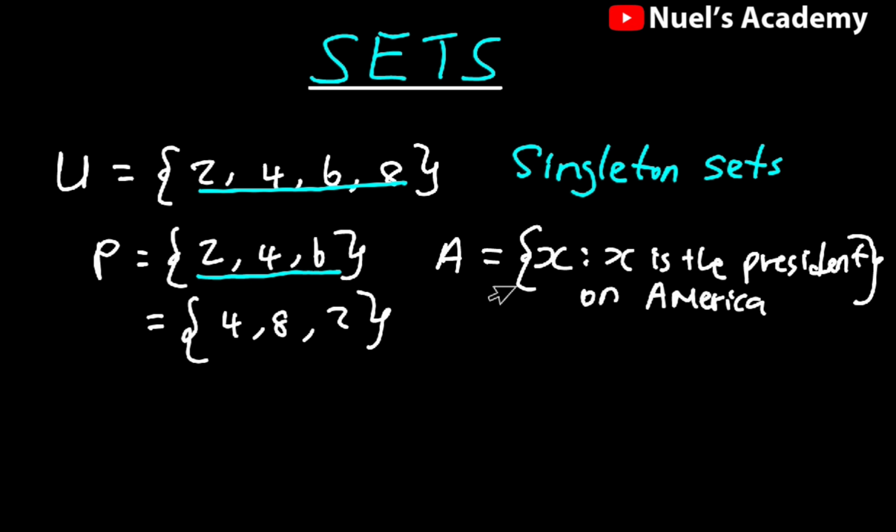Now, if you want to list the elements of this set, it is going to be equal to {Trump}, right? So there can never be two presidents at a given point in time, right, in any country. So there must be only one president. So that is one example of a singleton set. Another example is the fact that in a school you can find only one principal. So that set is also a singleton set.